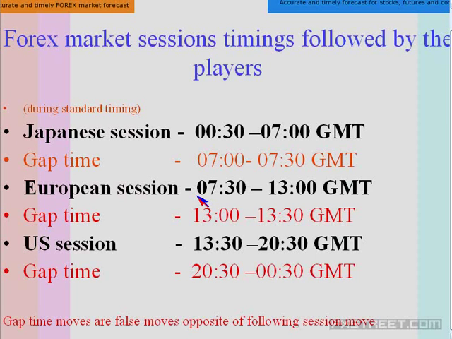The session timings. So now we are in the European session, 7:30 to 13 GMT. So 9 GMT is over. The market has come to the mid session. It is 9:25 GMT in the mid session. At 13 GMT, the European session gets over. 13 to 13:30 GMT is the gap time. If you track the gap time moves, you will be able to easily understand what is going to be the move in the session.